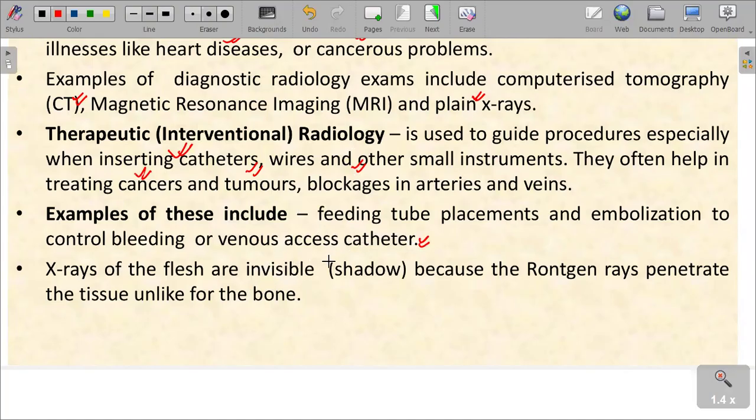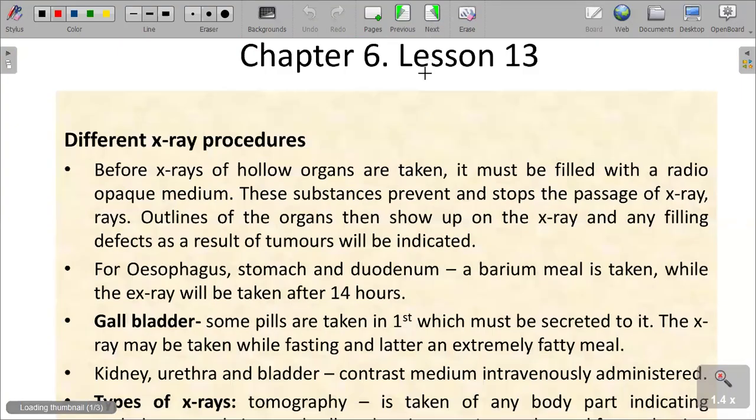X-rays of the flesh are invisible. They show a shadow, or they represent a shadow. X-rays of the flesh are invisible because the röntgen rays penetrate the tissue, unlike for the bone. So in reference to flesh, the image is not quite clear because a shadow appears there as a result of the röntgen rays penetrating through the skin, unlike when an X-ray of a bone is taken, which is quite clear and visible.